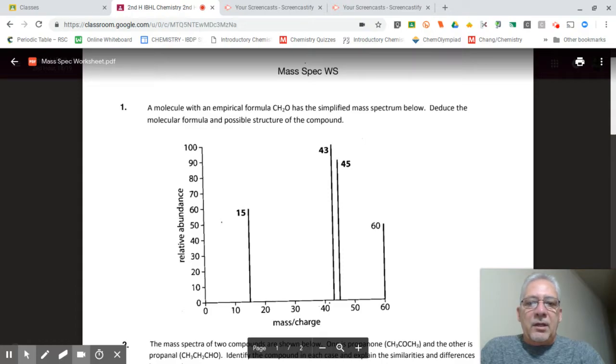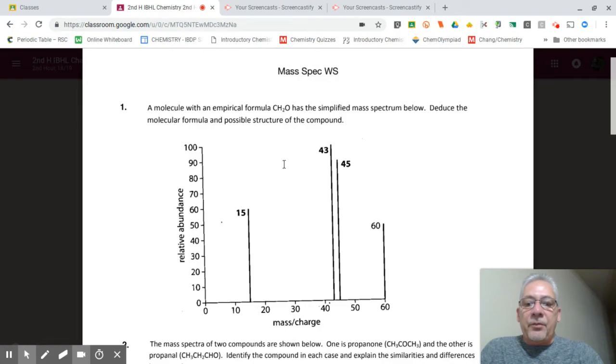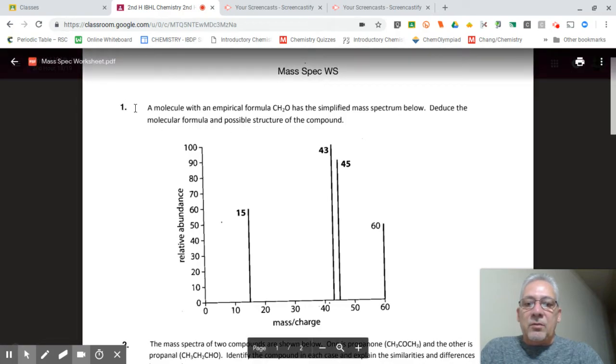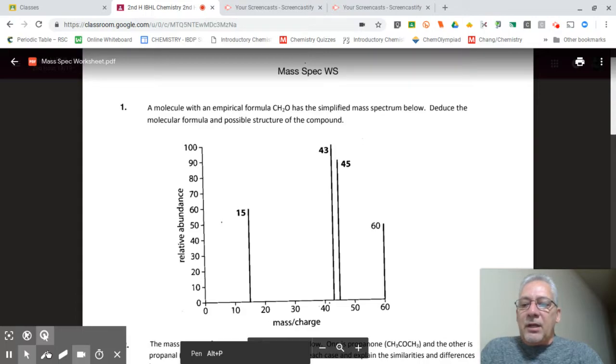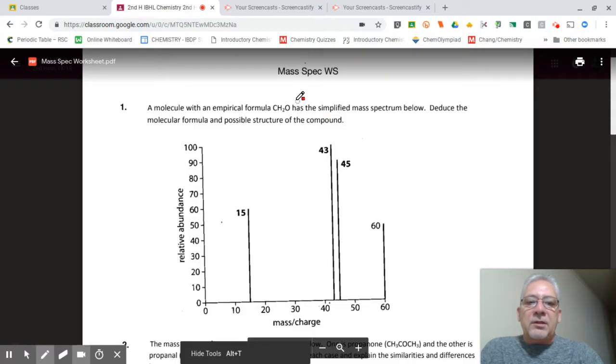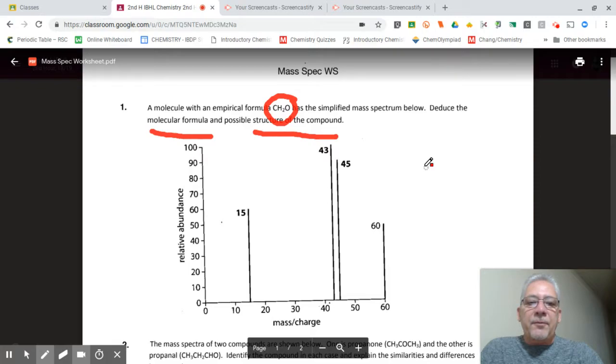Hello everyone, today I'm going to go over again the worksheet we were working on. We already answered question number 1, but I'm going to review that again. So let me get a pencil and I think the red color will work. The question was asking to find the molecular formula and the structure of the compound.